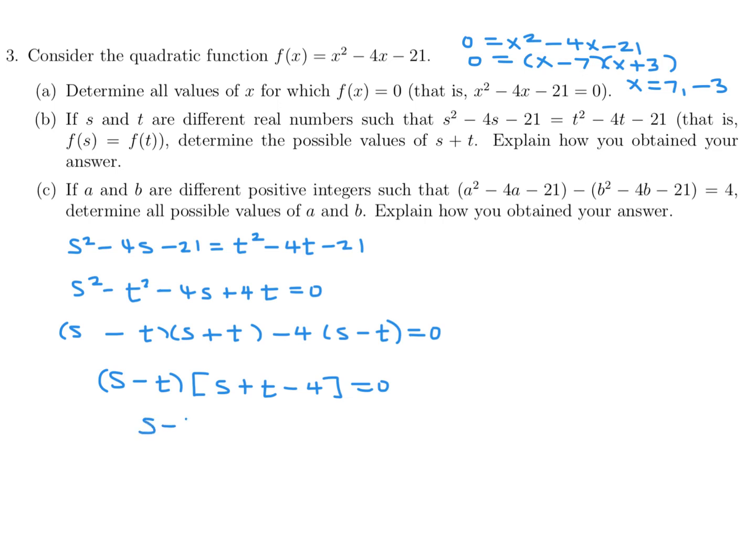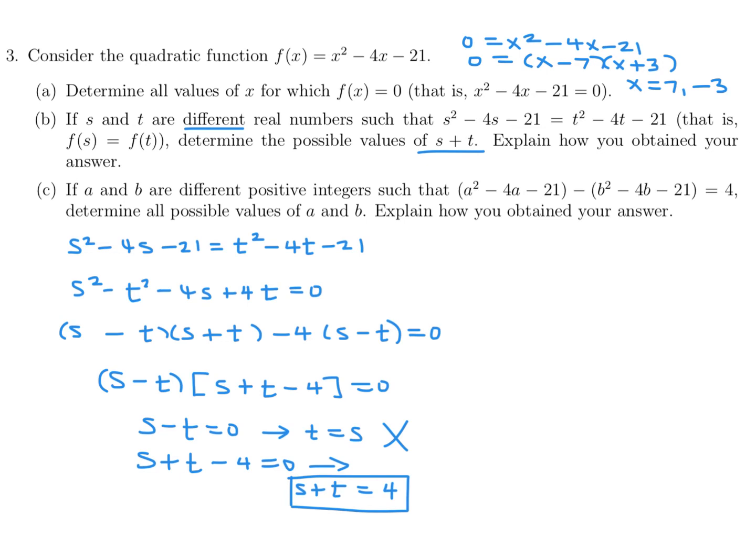So this means that either s minus t is 0, or s plus t minus 4 is equal to 0. If s minus t is 0, that means that t would be equal to s, but that's not possible because these are different numbers. So this is not admissible. So this is the only solution, so that would mean s plus t is equal to 4, and that's exactly what they are asking. So 4 is the answer to this question. It's the only solution, and the other is not possible because s and t are different according to the question.